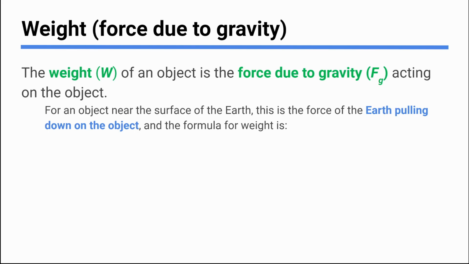All right, we're going to get into gravity in detail eventually. One quick fact about gravity is any two things with mass pull on each other, attract each other with a gravitational force.